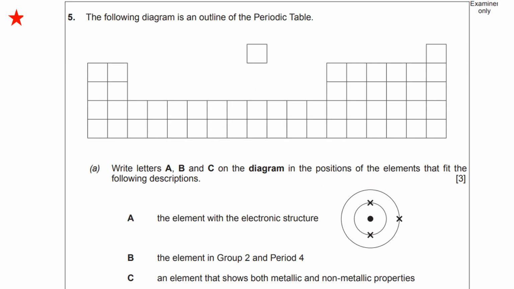The following diagram is an outline of the periodic table. Write letters A, B and C on the diagram in positions of the elements that fit the following descriptions. A, the element with this electronic structure. B, the element in group 2 and period 4. And C, an element that shows both metallic and non-metallic properties. This could be in any of these positions.